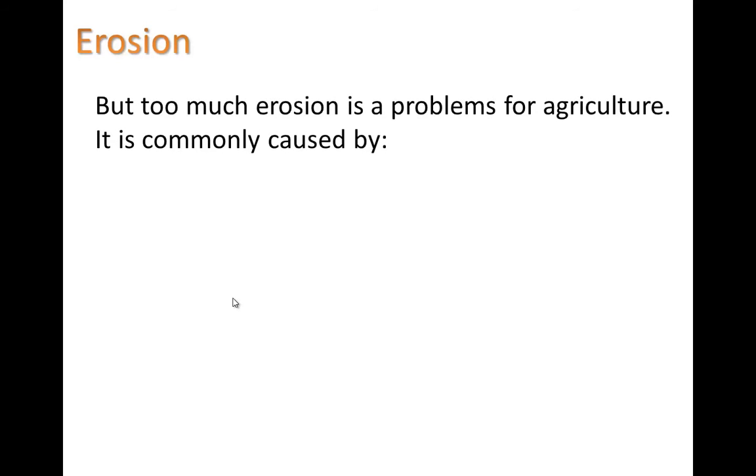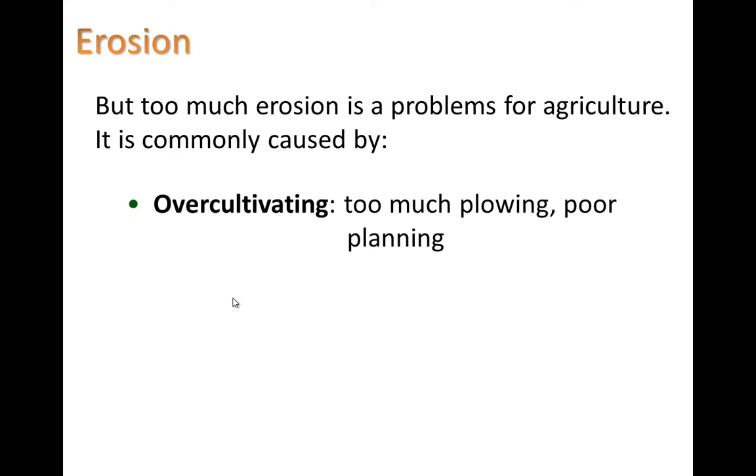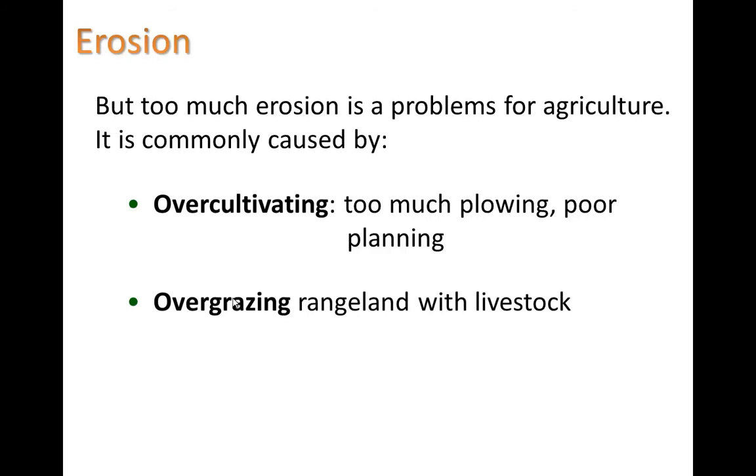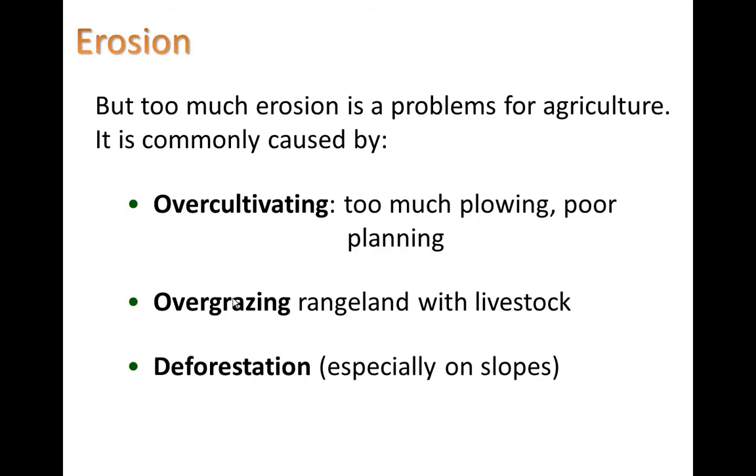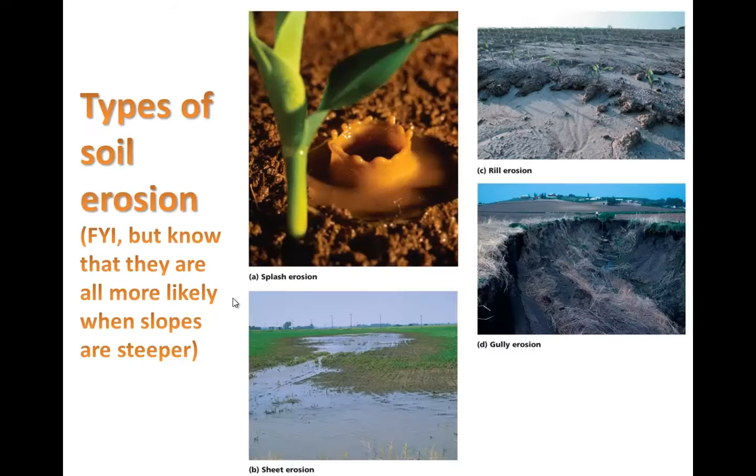Okay, so the other side of it is that too much erosion is a problem for agriculture. It is commonly caused by over-cultivating, meaning too much plowing or poor planning. By plowing, we mean taking dirt, topsoil, and flipping it over basically. So you put weeds underneath the ground to make them die. And overgrazing rangeland with livestock, they're eating up too much vegetation. And deforestation, especially on slopes. And in all these areas, we're basically removing vegetation. And that vegetation is important for giving structure to the soil. The roots can help hold the soil in place.